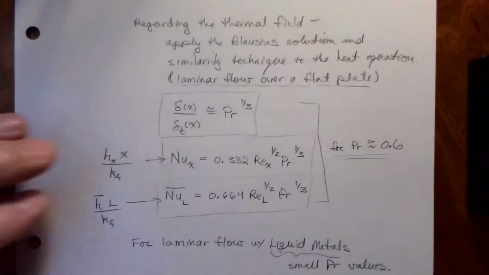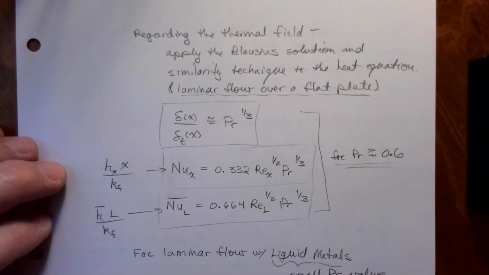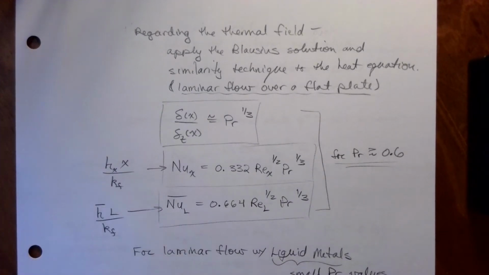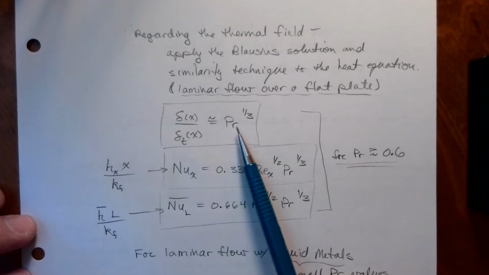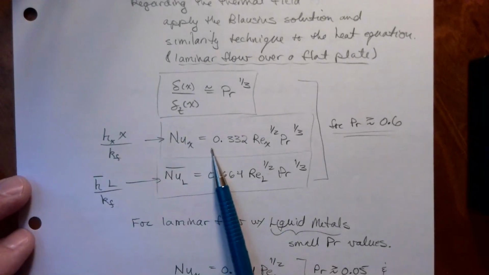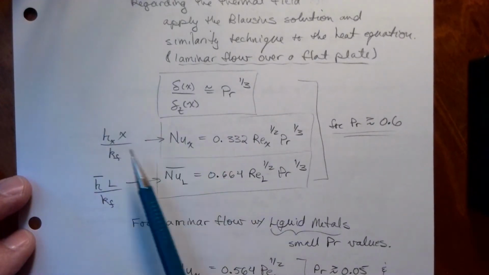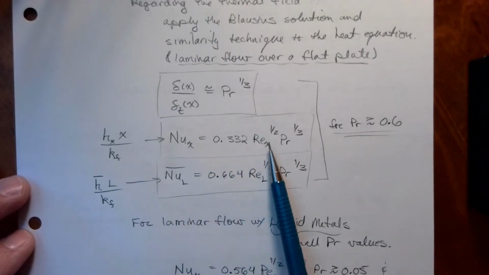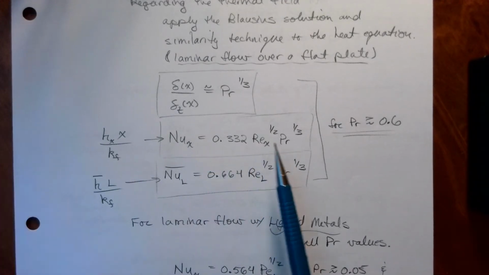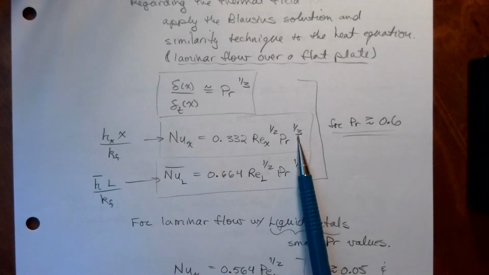Okay, so those are some correlations regarding the flow field. Regarding the thermal field, you can take Blasius solution and apply the same concepts and find theoretically that delta over delta thermal is proportional or equal to Prandtl number to the 1/3 power. We can also come up with Nusselt number correlations. So h times x over k of the fluid. Remember, that's k of the fluid. It's a constant times the Reynolds number to the 1/2 and Prandtl number to the 1/3.